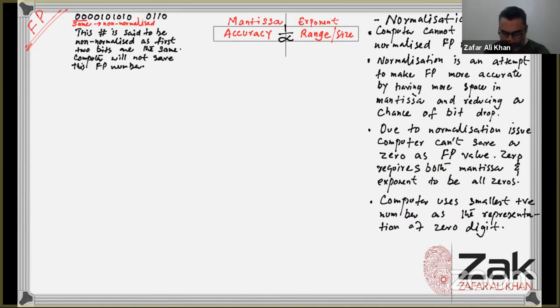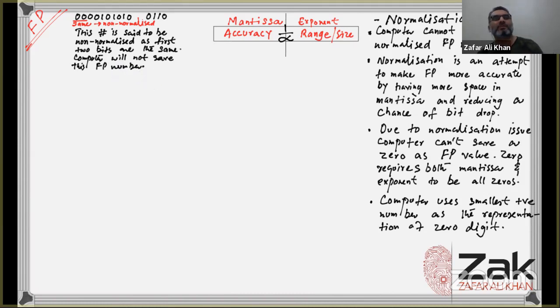So let's start. How do we know if the number is normalized or non-normalized? This is very simple. If the first two bits are same, meaning they both are zeros or they both are ones, it means that number is non-normalized. Until now, whatever numbers we have dealt with, they all had first two bits different. If it is different, then it is fine, computer will save it. If they are same, it means that number is non-normalized, computer would not save it. Computer will not save this floating point number.